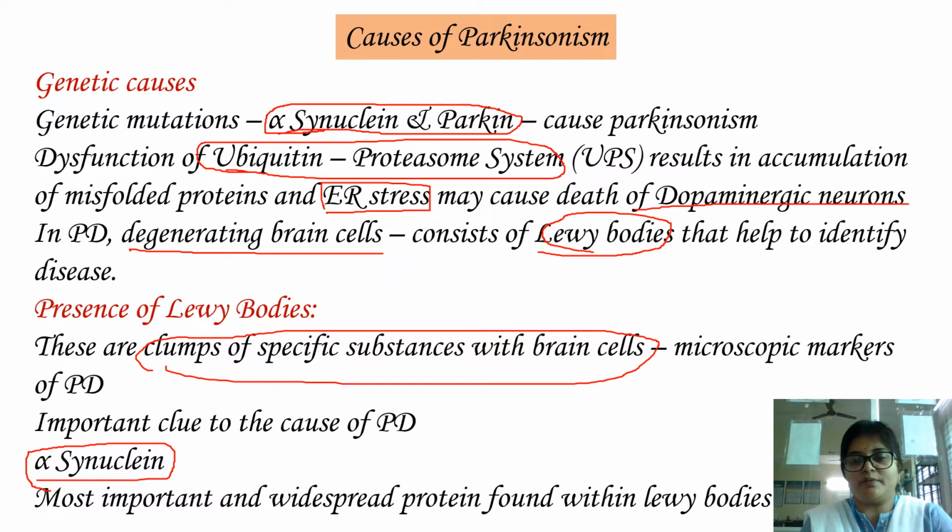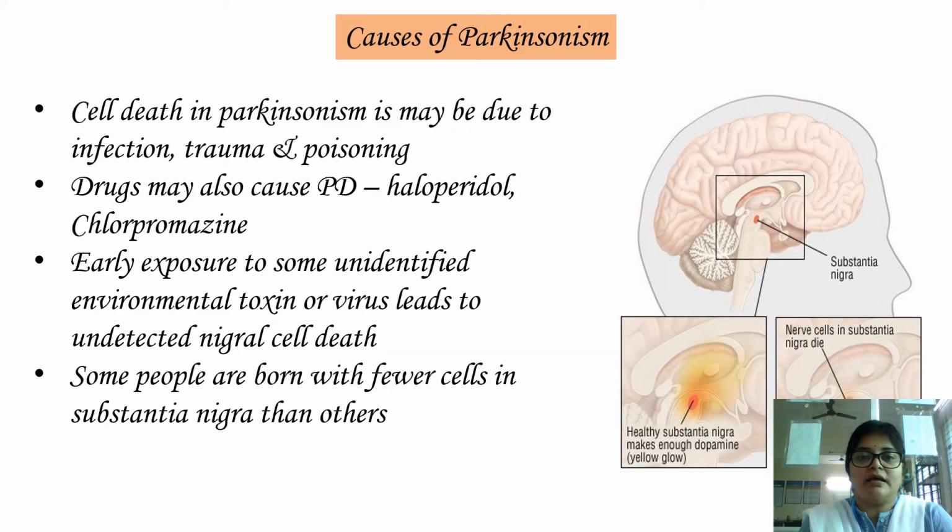So the presence of Lewy bodies: they are chemical substances which are produced because of the denaturation of the substantia nigra cells. And then cell death in Parkinsonism may be due to infection, trauma and poisoning. So these are also the causes.